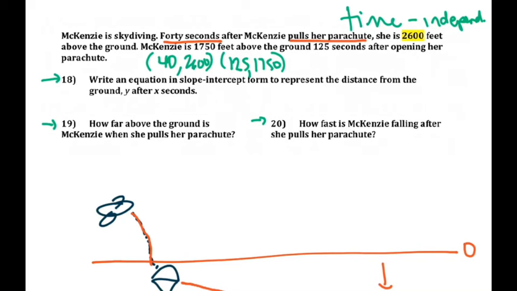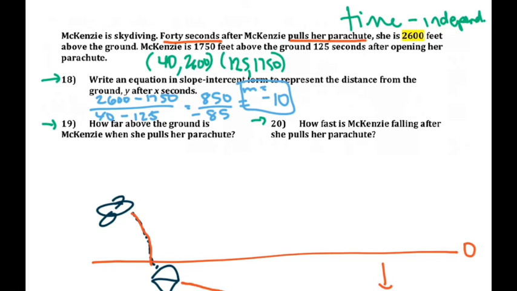Okay, first thing you're going to need to do is find the slope. So you should have done 2,600 minus 1,750 over 40 minus 125. And you would have gotten negative 850 over negative 85. And so that's going to be negative 10. So that's my slope. I'm going to write m equals negative 10.